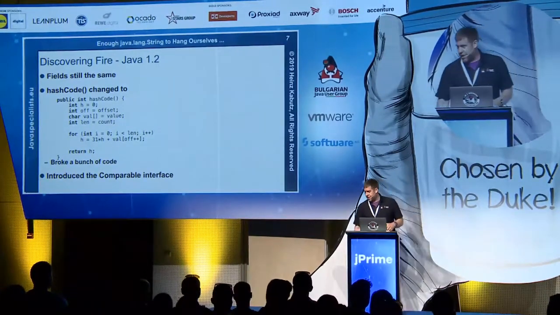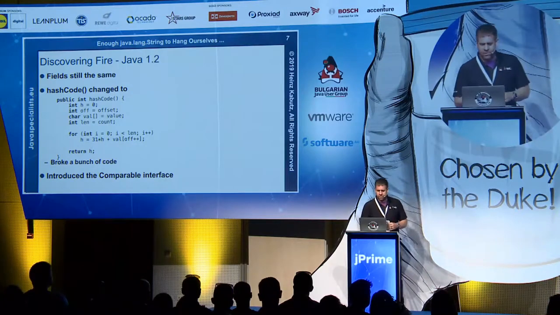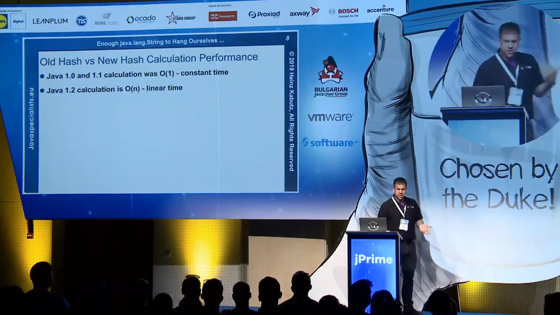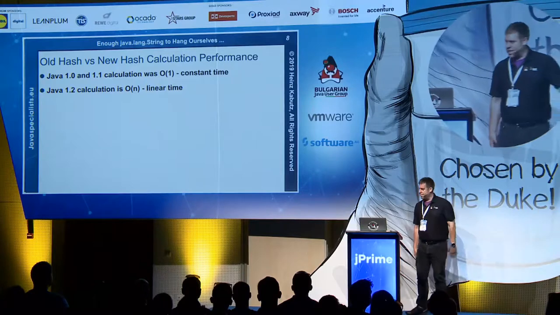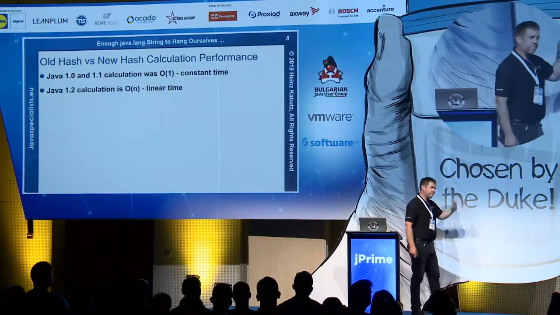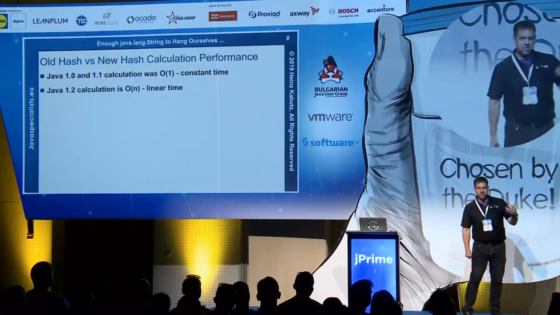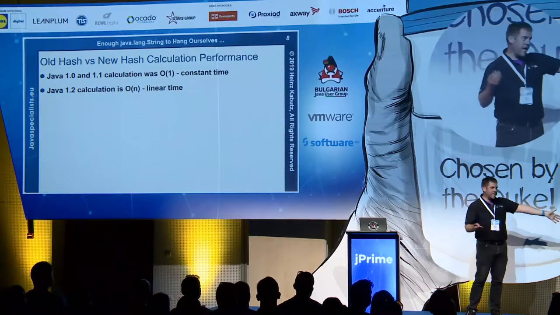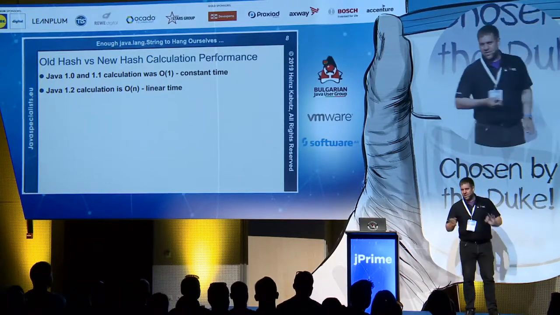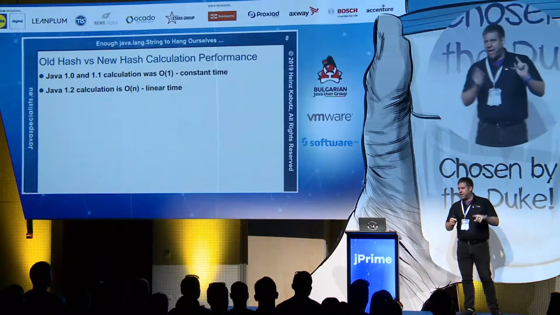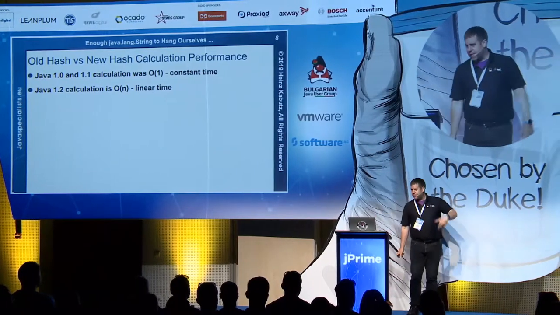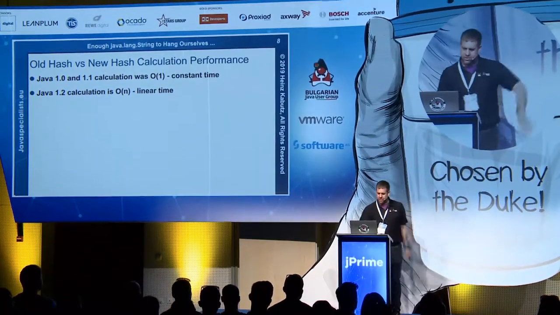We also have the Comparable interface, and we'll talk about that a bit more later, why that's important. Java 1.0 and 1.1 had constant time lookup. So it was constant time calculation. The worst case scenario was 16 characters. Even though 16 characters seems slower than 8 characters, it isn't actually slower. It's actually faster, because when you read 16 characters, you can read them all at the same time. Whereas if you read 8 characters dispersed throughout your string, you actually have to do 8 lookups throughout the string. But it doesn't matter. We can see that it's still constant time.